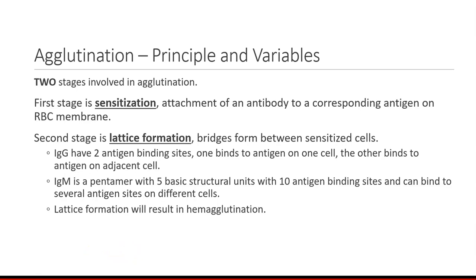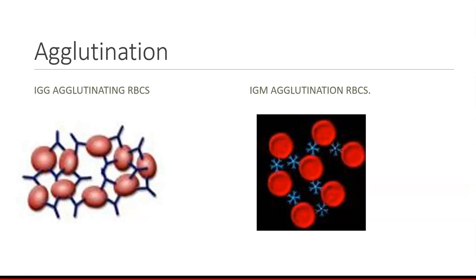IgG antibodies have one basic structural unit with two antigen binding sites. One binds to the antigen on one cell, and the other binds to an antigen on adjacent cells. IgM is a pentamer with 5 basic structural units with 10 antigen binding sites, and they can bind to several antigen sites on different cells. Lattice formation will result in hemagglutination. Hemagglutination is the agglutination of red cells. So on the left, we have IgG antibodies with lattice formation, and on the right, we have IgM antibodies.